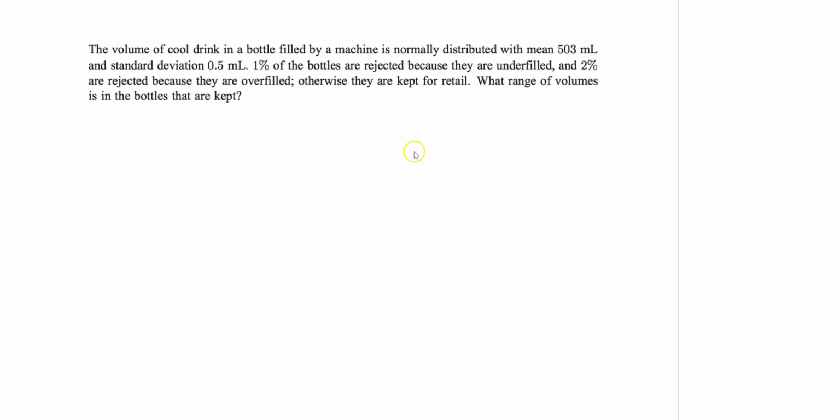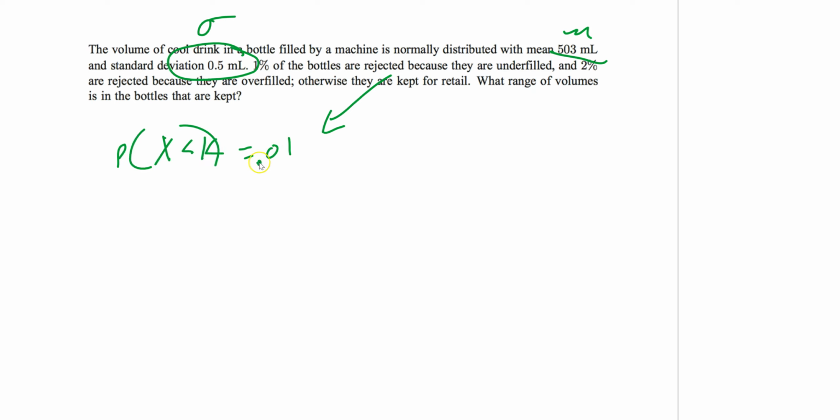So we're basically going to find both sides, right? So look what we have. We have the mean. We got my standard deviation right there. Now they tell us 1% of the bottles are rejected because they're underfilled. So if X is less than K, some value, then that's considered underfilled. So that's going to equal 0.01, 1%, not 0.1. So if I draw this, notice it's underfilled, so it's on the left-hand side. It's only 1%, so it's something really small like this. That's my 0.01, and here's my K. And that's what I'm trying to find.